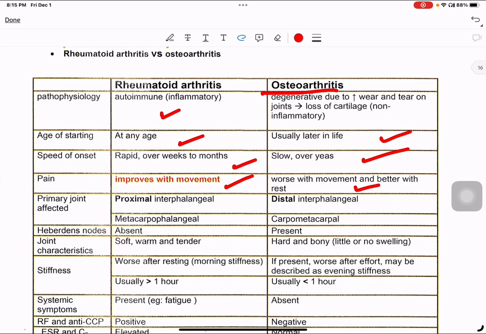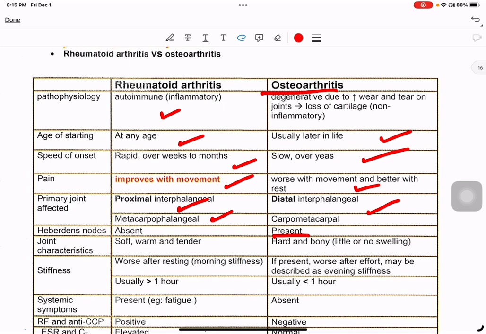Primary joints affected in case of rheumatoid arthritis are the metacarpophalangeal joint and proximal interphalangeal joint. And in case of osteoarthritis, the carpometacarpal joint in the wrist and distal interphalangeal joints are most commonly involved. Heberden's nodes are absent in rheumatoid arthritis, present in osteoarthritis. Joints become soft, warm and tender in rheumatoid arthritis. Joints become hard and bony, usually with little or no swelling, in osteoarthritis.